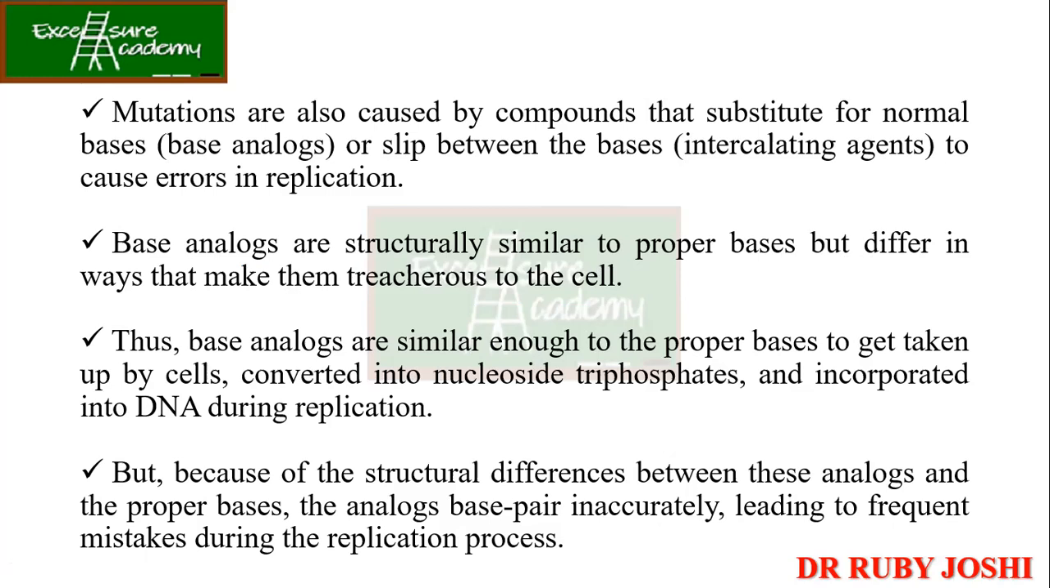ठीक है? तो of course ऐसी ही बात है कि हम directly dNTP तो नहीं देते हैं ना cells को, हम उसको क्या देंगे? हम उसको particular base देंगे so that वो अंदर उसको absorb करेगा, then it is going to convert into the nucleoside and then it is going to convert into the nucleotide. And जब वो nucleotide बन जाएगा, then only it will be taken during the replication by the DNA polymerase. But because of the structural difference between these analogs and proper bases, the analogs base pair inaccurately, leading to frequent mistakes during the replication process.